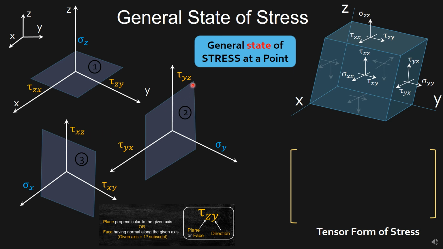Suppose I'm considering this second plane. So this plane has its normal vector along which direction? If you draw a normal over this plane, it will point in the y direction. Means the first subscript will be y. And a stress component in the perpendicular direction is represented by sigma, and in the parallel direction it is represented by tau. So you can write sigma y here, tau y here, and you can also write tau y here. Now the second subscript represents direction, so it is along the z direction, so you can write z here, and you can write x here. I hope you have understood how this nomenclature works.